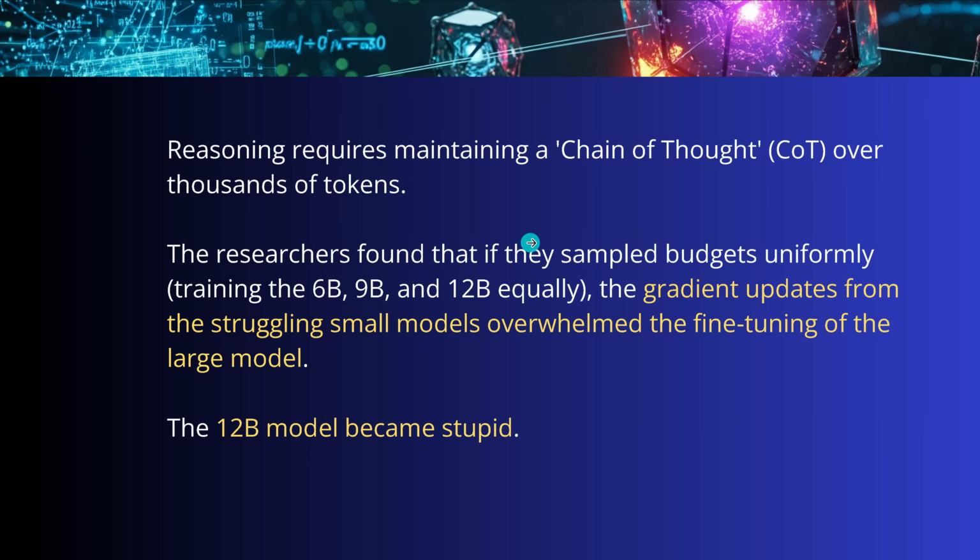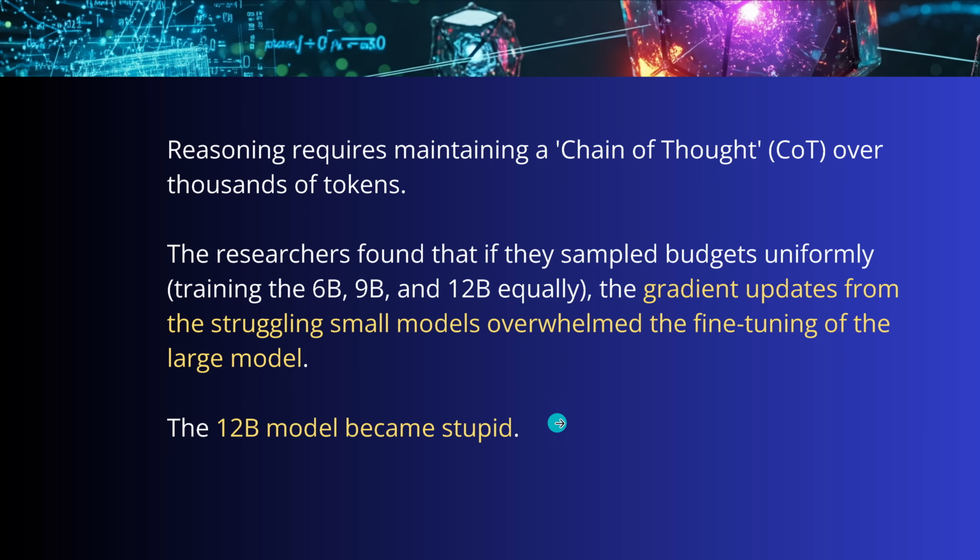Now think about this. Normally what we have, let's say chain of thought. I only have about 100 videos about chain of thought. So they need, let's say, just 1,000 tokens. And the researchers found that if they sample the budgets uniformly, so train the 6B, 9B, and 12B equally, the gradient updates from the struggling small models overwhelmed the fine-tuning of the larger models. And this had a simple effect that we know: the 12B model just became more stupid. So we have exactly the opposite of what we wanted to achieve.